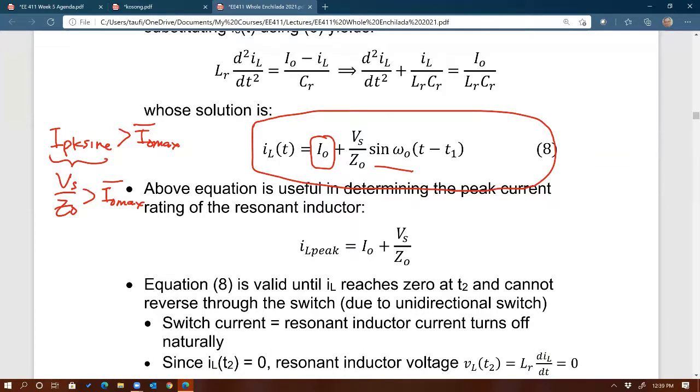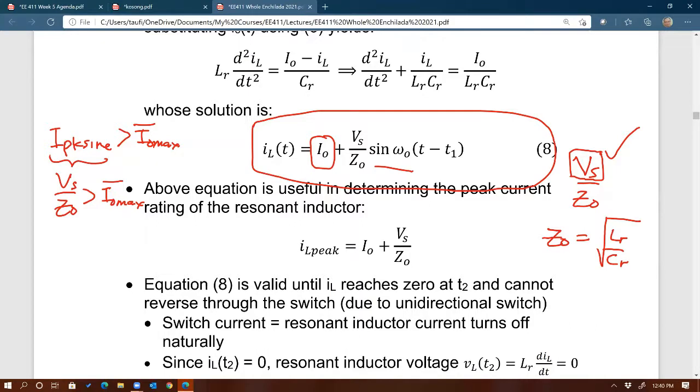So then let's take a look at VS over Z naught. Do we usually know what VS is when you're designing a converter? The answer is yes. That's a supply voltage, a source voltage, input voltage. So you typically know what that is. What about Z naught? Well, Z naught is, as I mentioned last week, the characteristic impedance of the resonant circuit. That's going to be the square root of L resonant over C resonant.